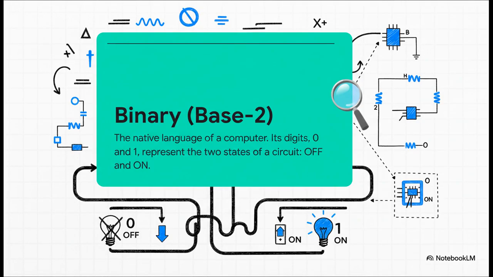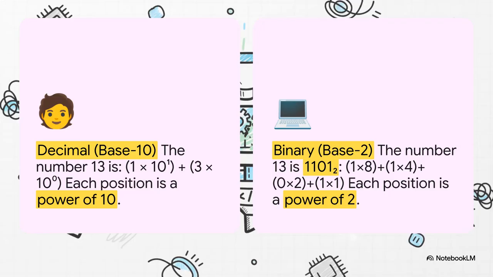Okay, so this is the absolute key, the magic link between the abstract and the physical. Binary isn't just random, it's a number system, base 2. And those two digits, 0 and 1, they directly map to the only two states a circuit can be in. A 0 means the switch is off, no electricity. A 1 means the switch is on, electricity is flowing. This is literally the point where software meets hardware. And this shows perfectly how it works. It might look a little intimidating, but it's really not.